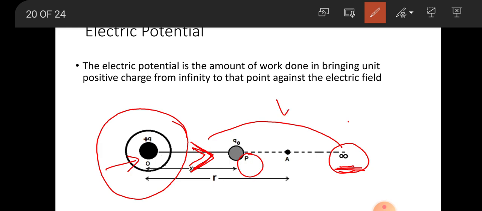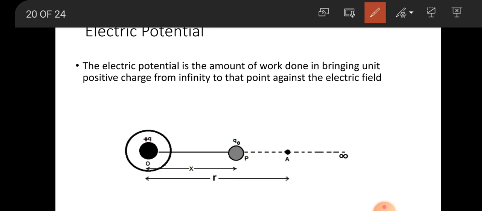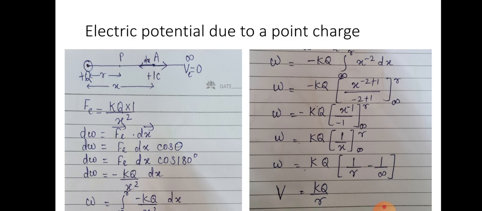So this work done we want to find out, and the work done which we want to find out at point P, that is equivalent to the electric potential. So we will see how to find out the electric potential due to a point charge in detail. Electric potential due to a point charge.